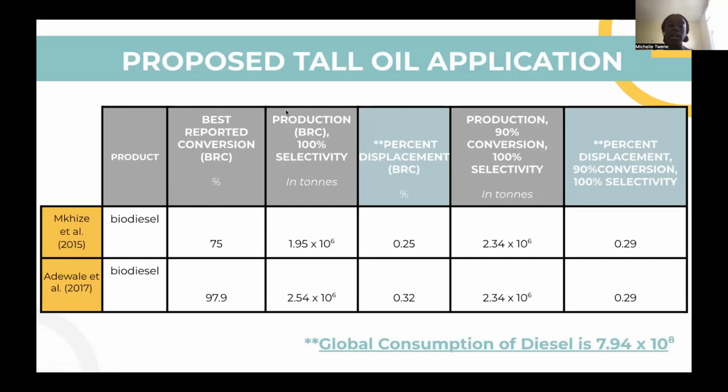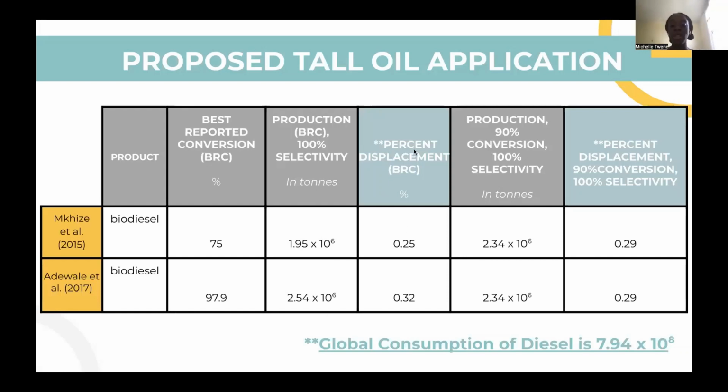In the next column, I got the production based off of these 2 percentages and 100% selectivity, meaning that nothing would go wrong essentially. I based that number off of the estimated availability I mentioned earlier, 2.6 million tons. To do that, I multiplied the best reported conversion times the amount of tall oil available. For Mackay's, I did 75% times 2.6 million tons, and I got this number right here. For Adewale, I did 97.9% times 2.6 million tons, and I got this number right here.